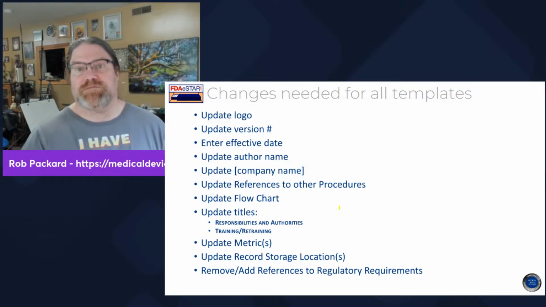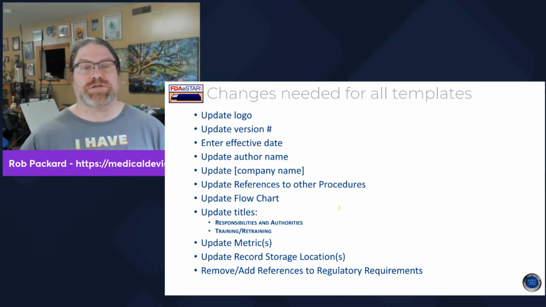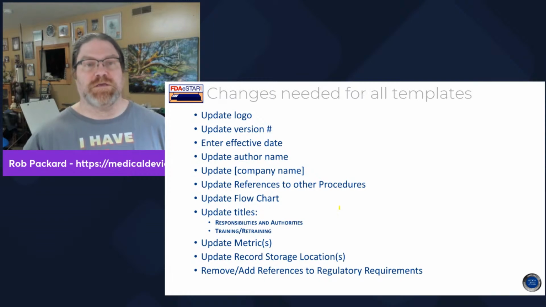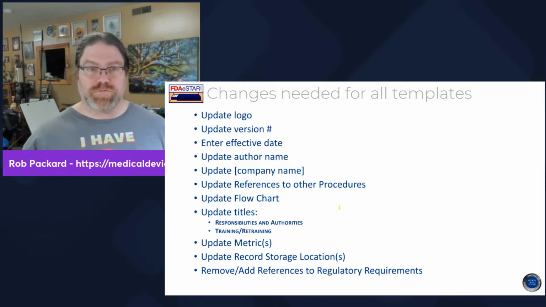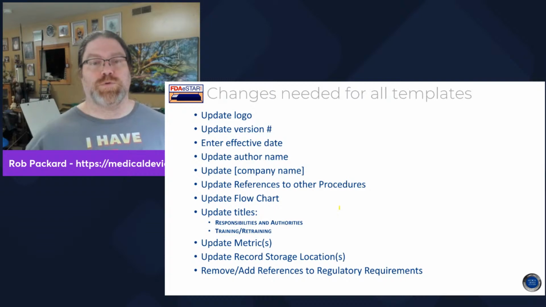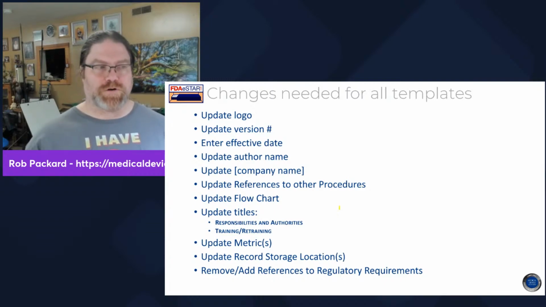For changes needed for all templates, this is all of our procedures. This procedure is no different. You would update the logo, or you would eliminate the logo if you don't want to use a logo, but you would use your logo instead of ours. You would update the version number. So we have them all as 0 point something for drafts. You would change that to 1.0 when you release the procedure. You would indicate the effective date. I was just asked this last week. It's a really important question.